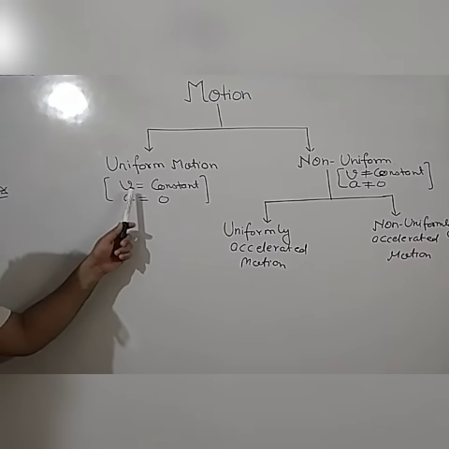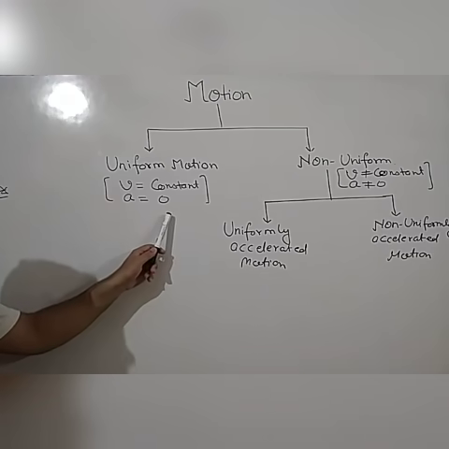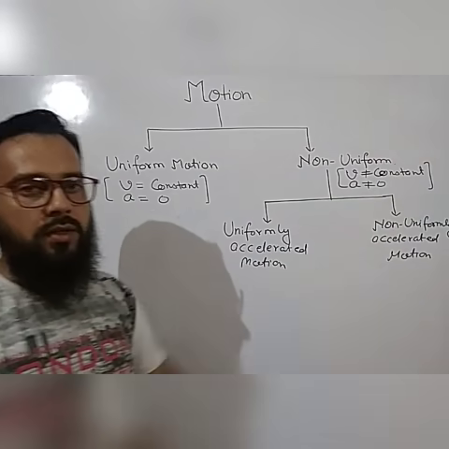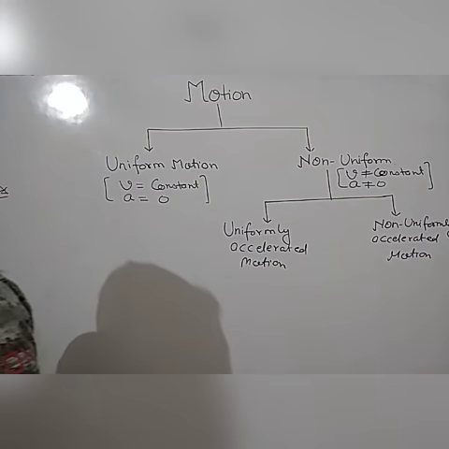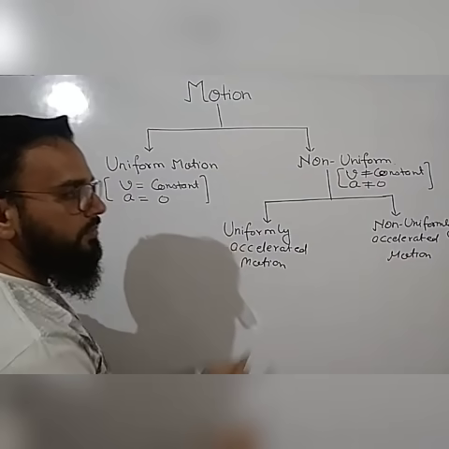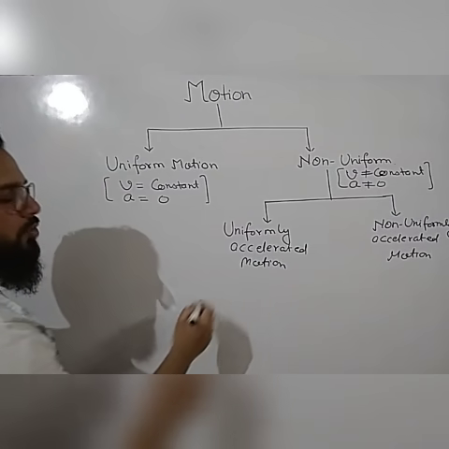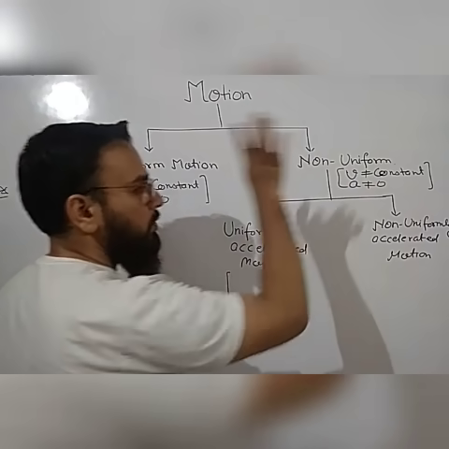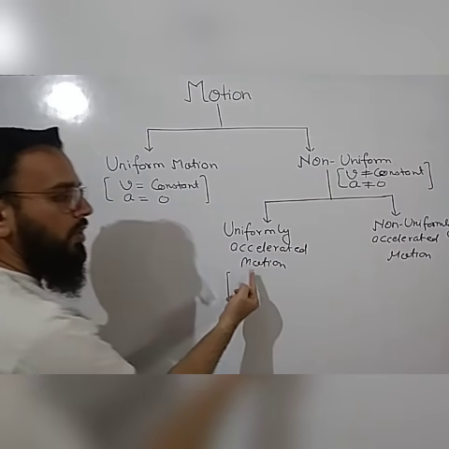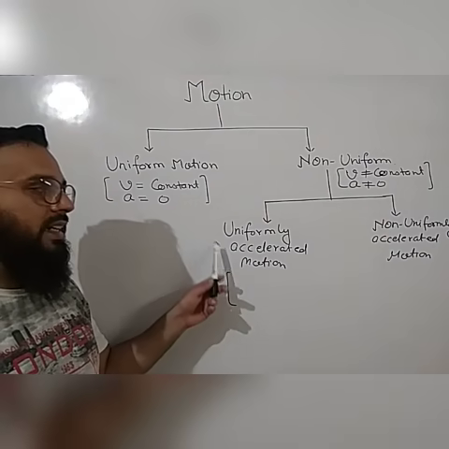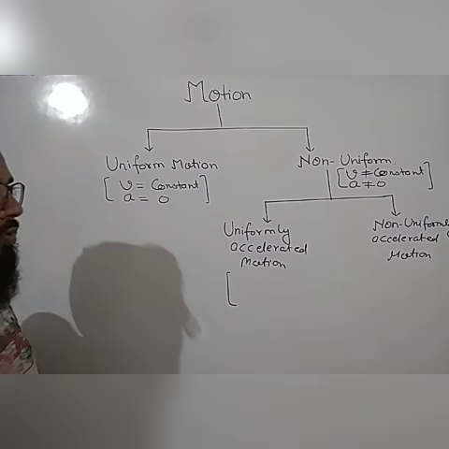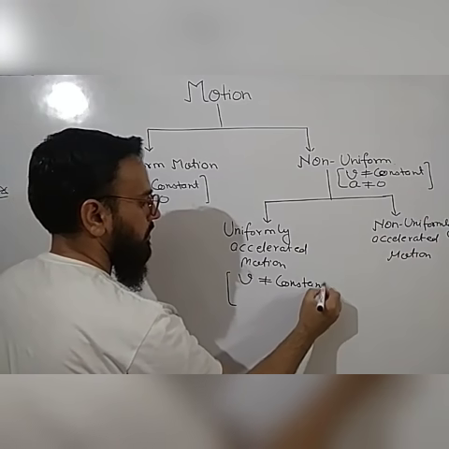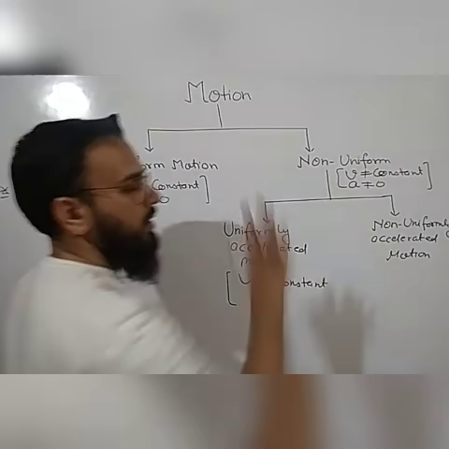For uniform motion, velocity will be constant and acceleration will be 0. For non-uniform motion, velocity will not be constant and acceleration will not be 0. Why this happens, we will discuss later on. First you have to remember all these things. Then we come to uniformly accelerated motion. Since it is a part of non-uniform motion, for uniformly accelerated motion also velocity is not constant and acceleration is not 0.